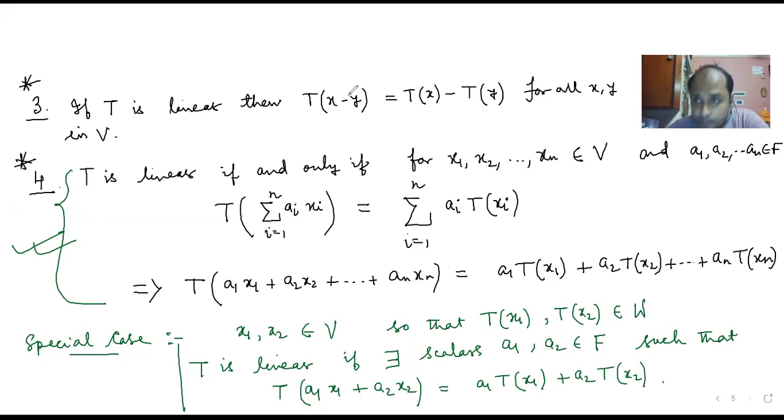And if you want to prove property 4 in that particular case, you have to use property number 2 to prove it, because property 2 has already been proved and this is the generalization of property 2. Okay.